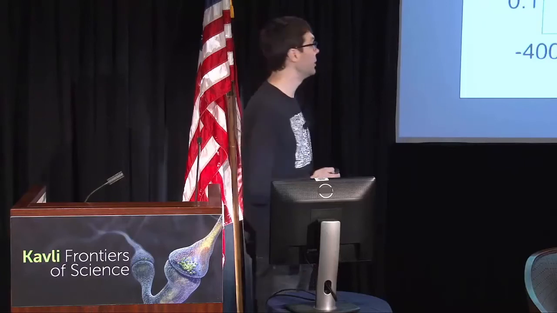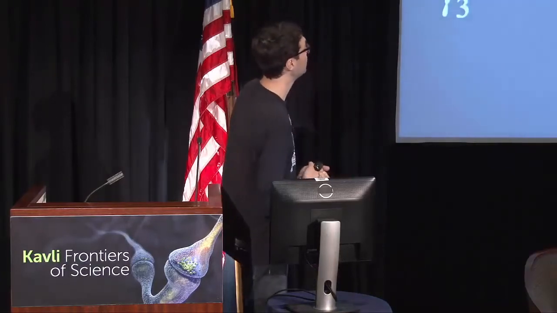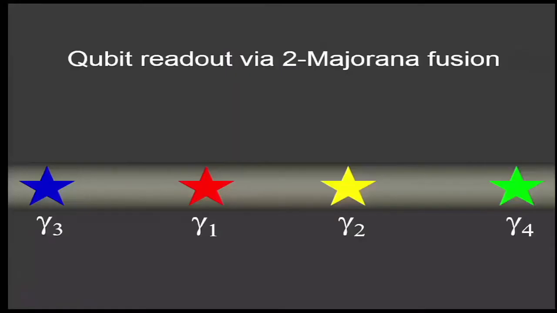But how would we build a qubit out of this? Well, a qubit would be something like this. There will be several Majoranas sitting in a nanowire. And first, let me tell you how we would tell the difference between the qubit 0 and the qubit 1 state. For that, we need to fuse Majoranas, right?